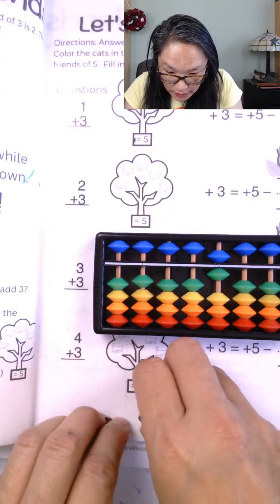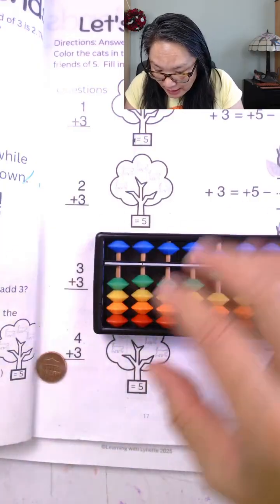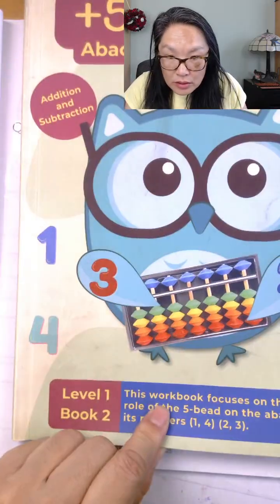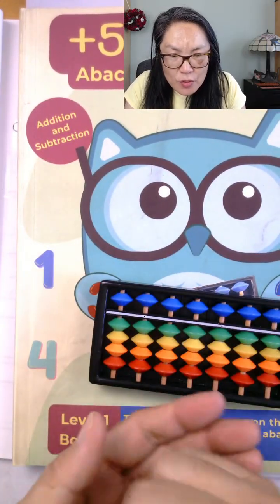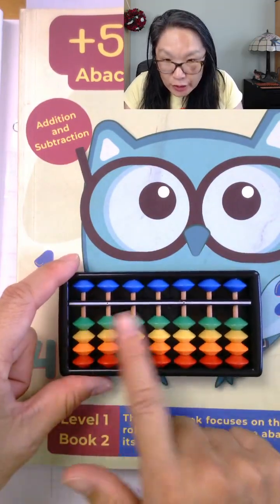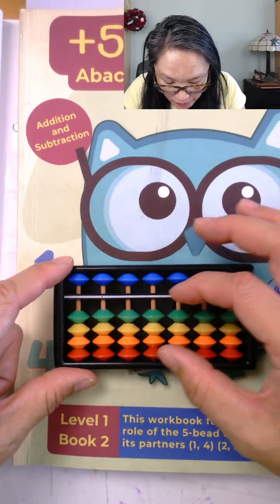What we're doing is we're understanding how to make a 5. That's what one of the books is. The book is to understand how to make a 5. It is muscle memory, but it's also understanding how to read it too. You'll be able to visualize the numbers in your mind.